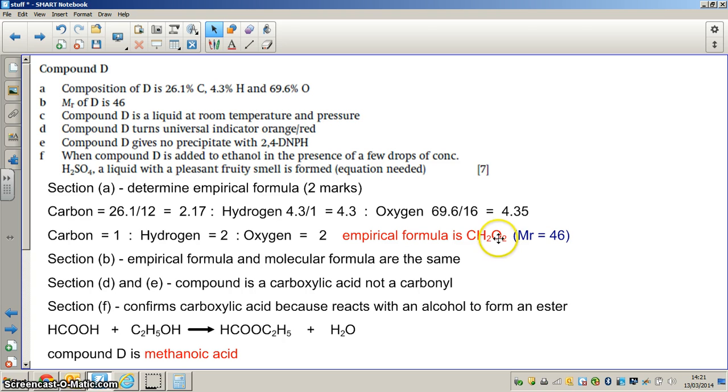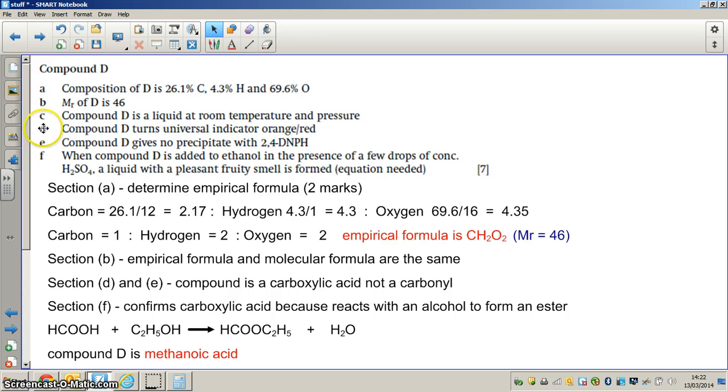Okay, now again what I've added in this case is a little bit of additional information. I've worked out the relative molecular mass of this molecule, and it comes to 46. So if we look at section B, we have a relative molecular mass for D of 46. And this tells us therefore that our molecular formula is the same as our empirical formula, because the 46 are common. So our empirical formula is this, and our molecular formula is this.